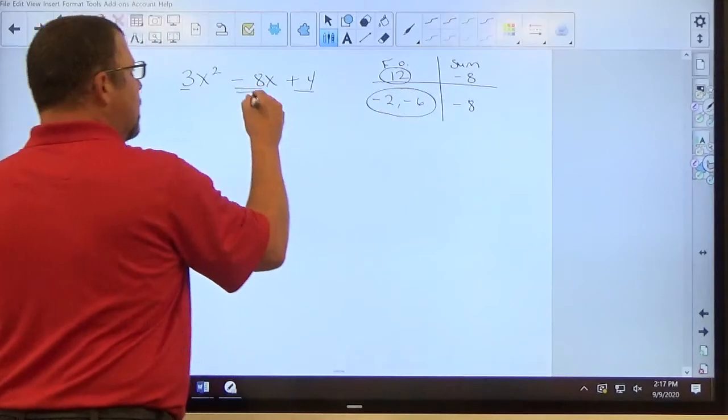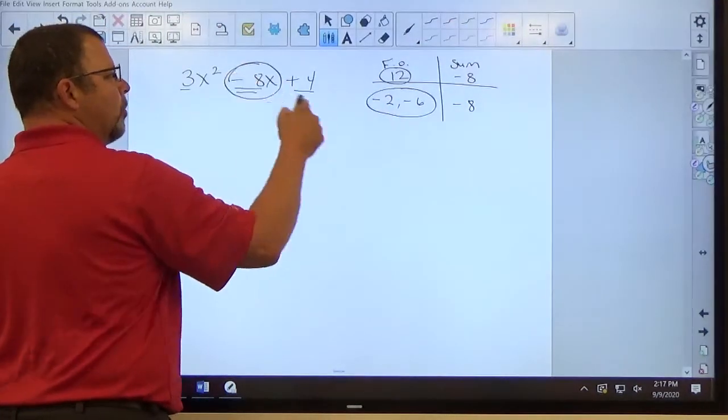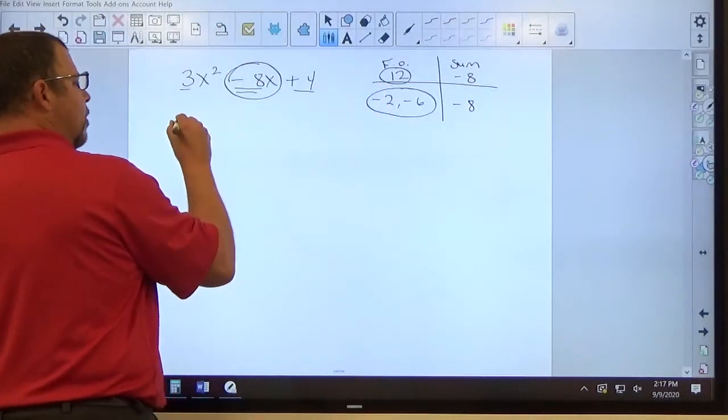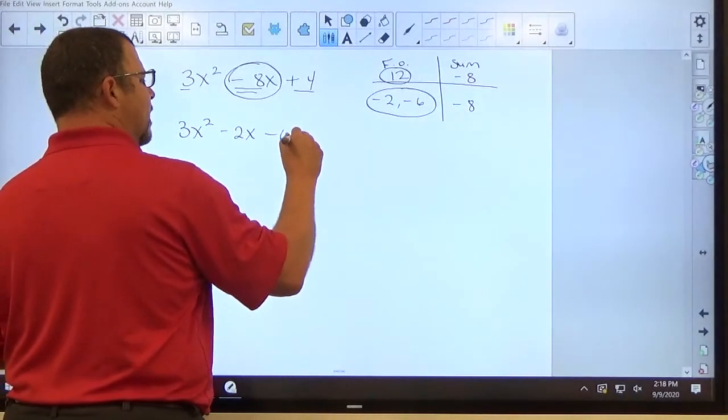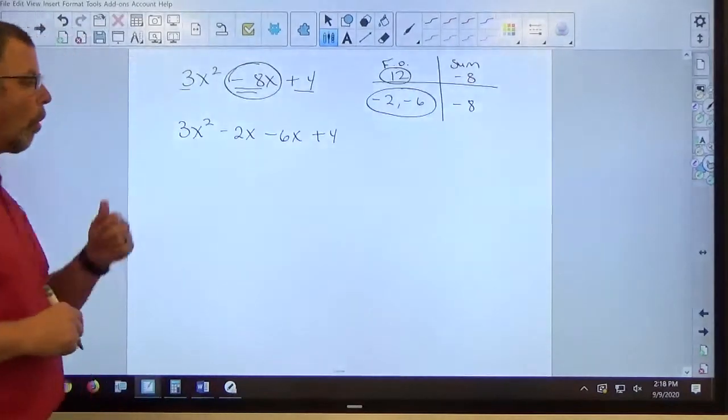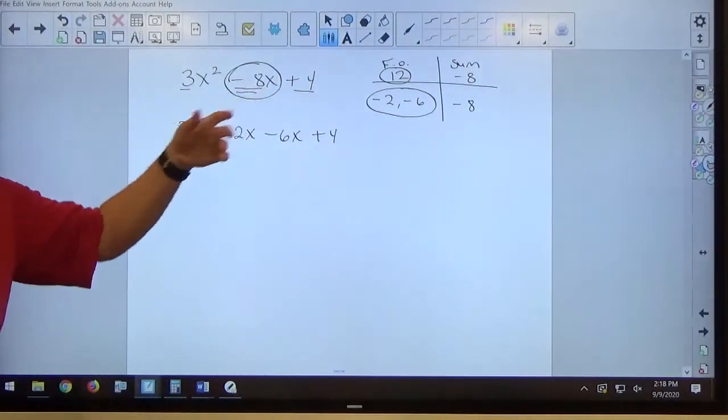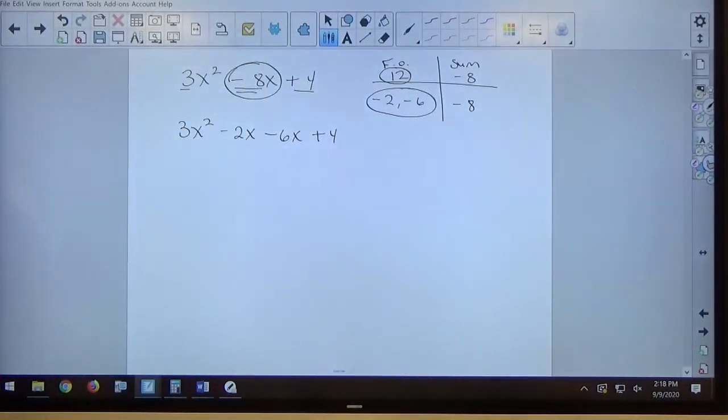What we do with that pair of numbers is we transform this one term into negative 2x minus 6x. So 3x squared minus 2x minus 6x plus 4. Or 3x squared minus 6x minus 2x plus 4. Doesn't matter, one or the other, doesn't matter about order.